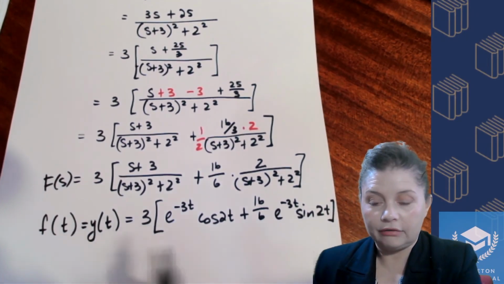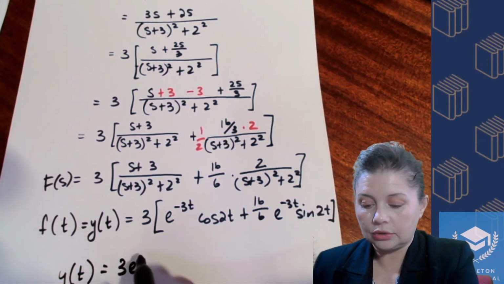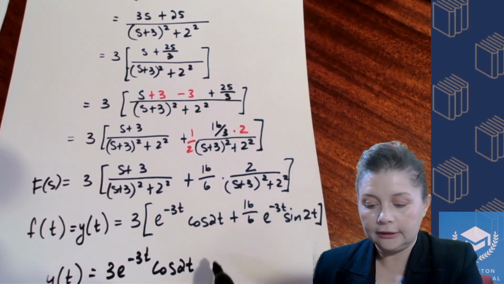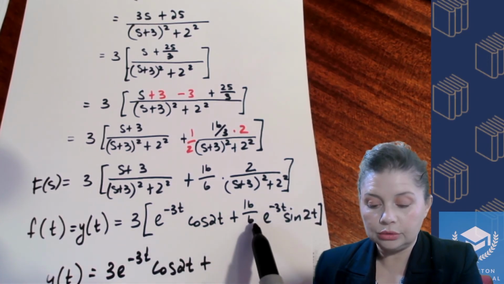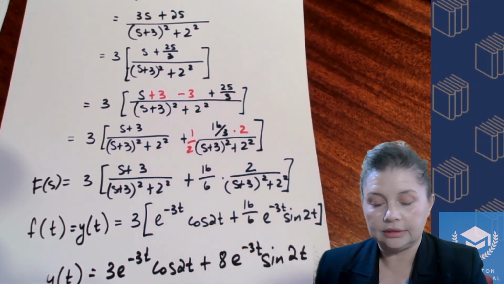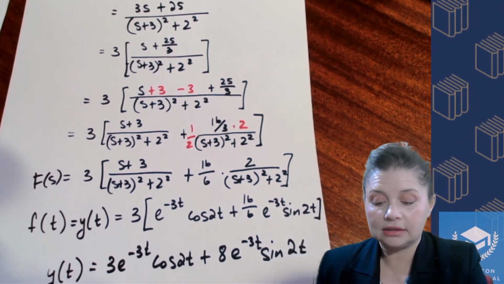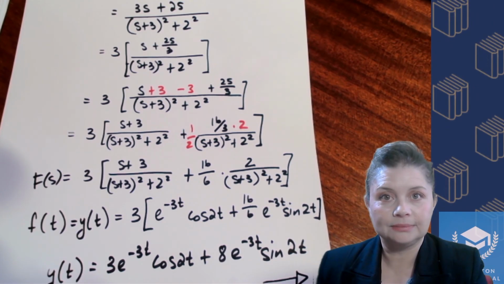So then our final solution is going to be 3e to the minus 3t cos 2t. This is going to be 16 over 2. 2 into 16 is going to be 8e to the minus 3t sine 2t. Right? And that is the solution to this differential equation.